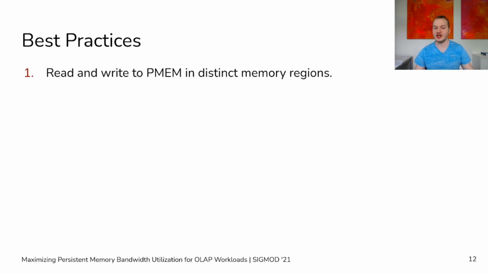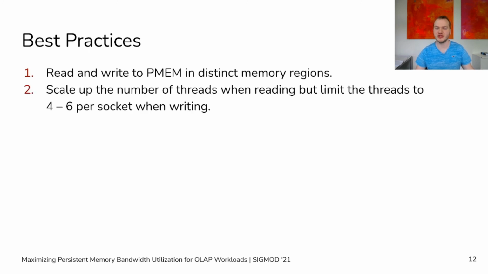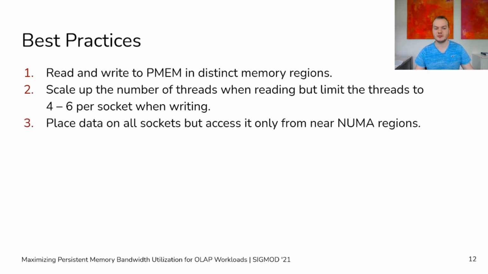First, one should read and write to PMEM in distinct memory regions. Second, the number of threads should be scaled up to all the physical cores when reading, but limited to 4 to 6 per socket when writing. Third, data should be placed on all sockets, but only accessed from near PMEM.